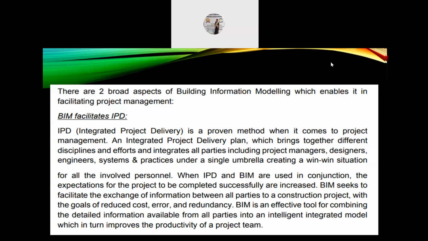So when IPD and BIM are used in conjunction, the expectations for the project to be completed successfully are increased. BIM seeks to facilitate the exchange of information between all parties to a construction project with the goals of reduced cost, error, and redundancy. BIM is an effective tool for combining the detailed information available from all the parties into an intelligent integrated model, which in turn improves the productivity of a project team.